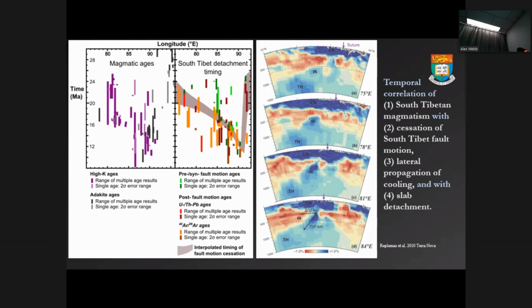What Anne recognized, sorry, so let me place you a little bit more. This would be India. Here's the suture zone. Here's Tibet. And this, at 75 degrees east, that's the Western Himalaya. And this is progressively slices that are more to the Central Himalaya. So 84, 85 is around Kathmandu. Okay? So we have a slice of the West.